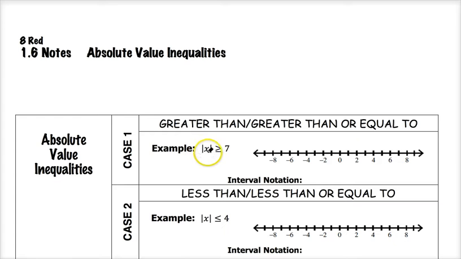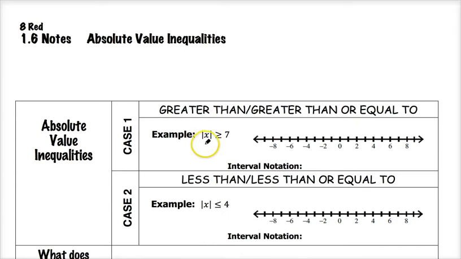So let's imagine we had a really simple absolute value inequality that said the absolute value of x is greater than or equal to 7. Well, if this is the case, then there are two possibilities for x. Either x can be greater than or equal to 7, or x can be less than or equal to -7. If you think about all of the numbers that are -7 or smaller, if I put them into an absolute value bar, the absolute value of those numbers is going to be larger than 7. So that's why we have those two cases there.